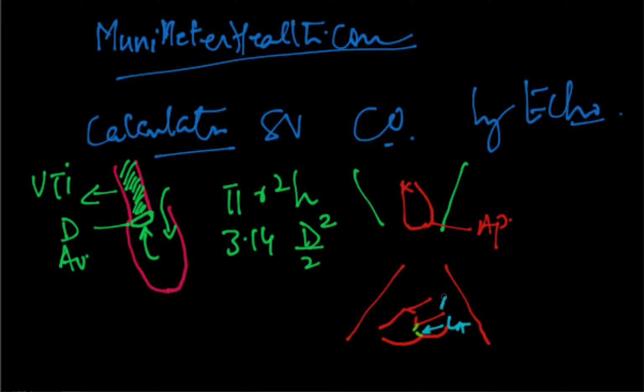I'm just labeling it. This is your aorta. This is your septum, and this is your posterior wall. So from the left atrium, it's going down into the LV, and then up into the aorta like that. Okay, so each beat it's circulating in this fashion.